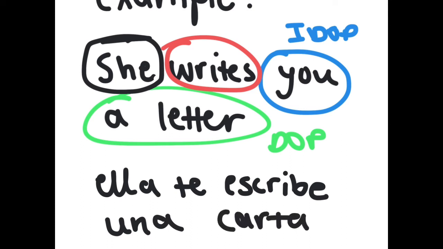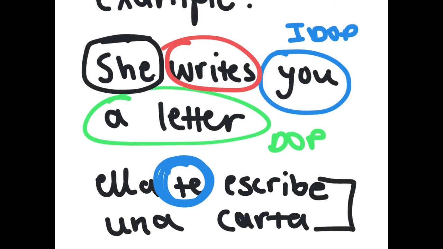And so the te stands for the IDOP and stands for saying you. And then una carta you can just write normally, or if you wanted, you could make that into a direct object pronoun and say she writes it. But in this case, the sentence that we have written right here would translate she writes you a letter. And the te, the indirect object pronoun, stands for the you.